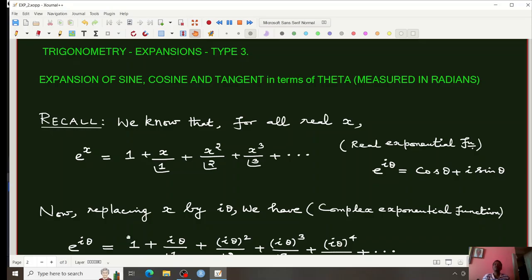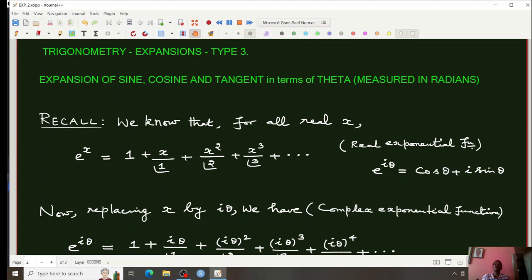Welcome back, students. This is trigonometry expansions type 3. Expansion of sine, cosine, and tangent in terms of theta when theta is measured in radians.